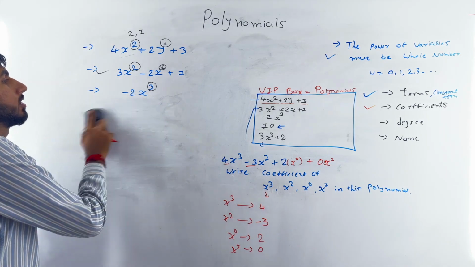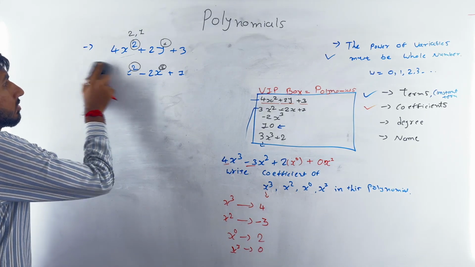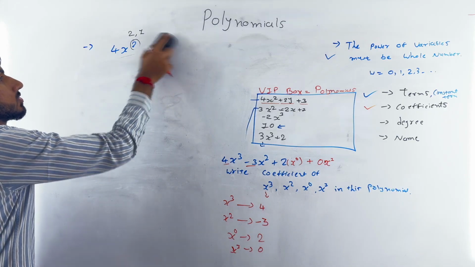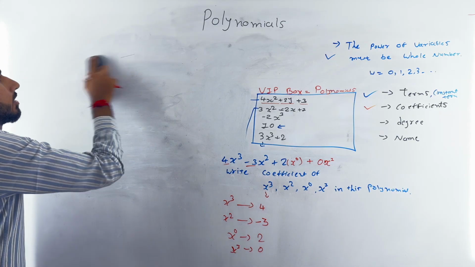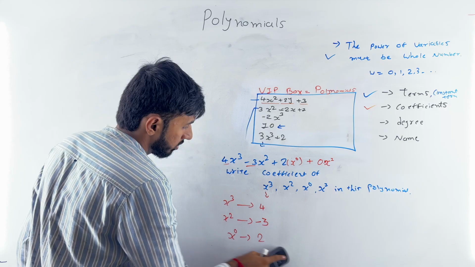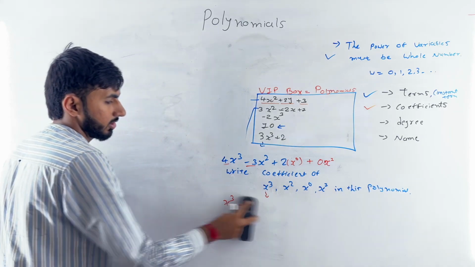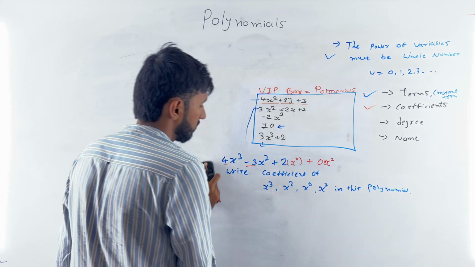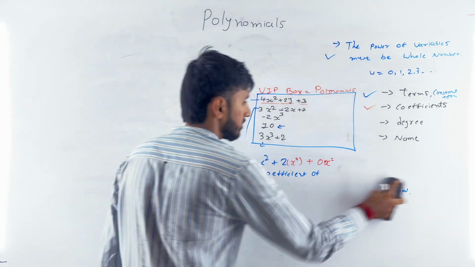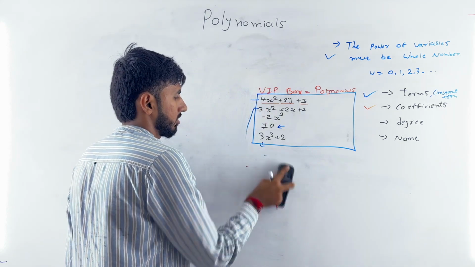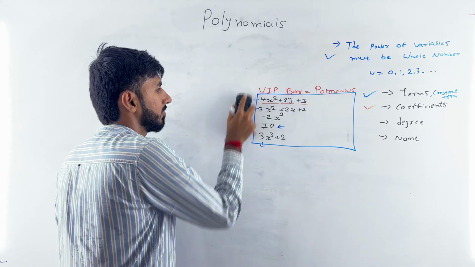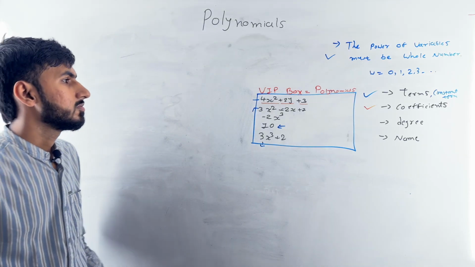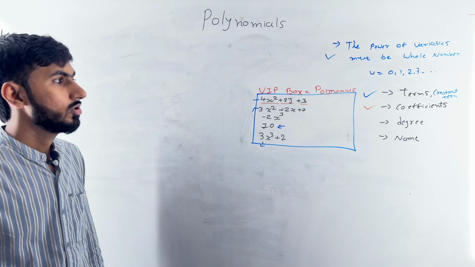By the way, the polynomial is a topic that comes under algebra, right? And algebra comes from a book called Algebra that was written by a mathematician named Al-Khwarizmi, right? A Persian mathematician, I think, Al-Khwarizmi. Now we will move on to the degree.